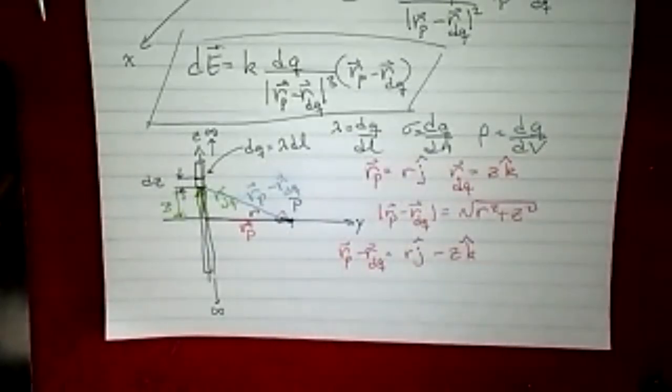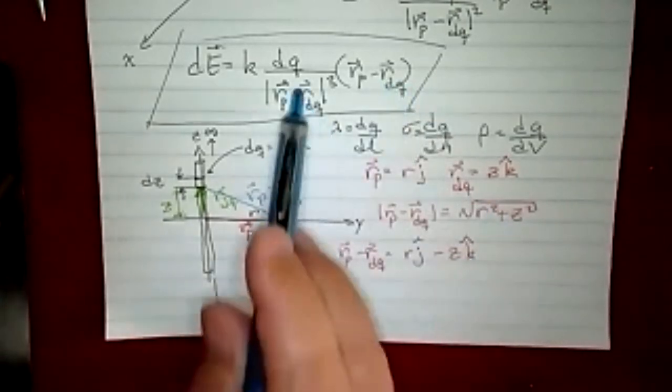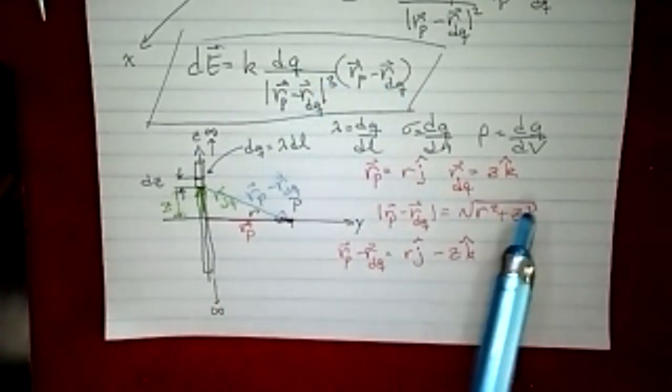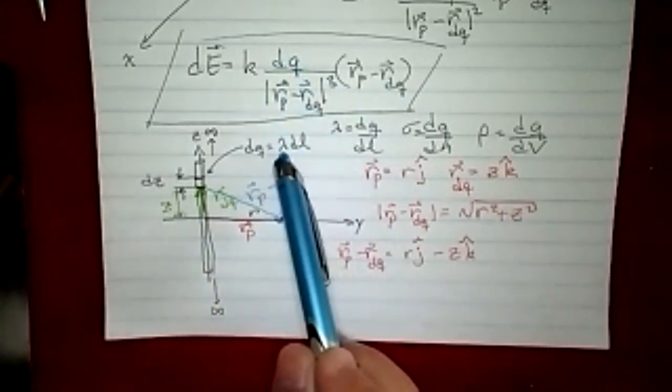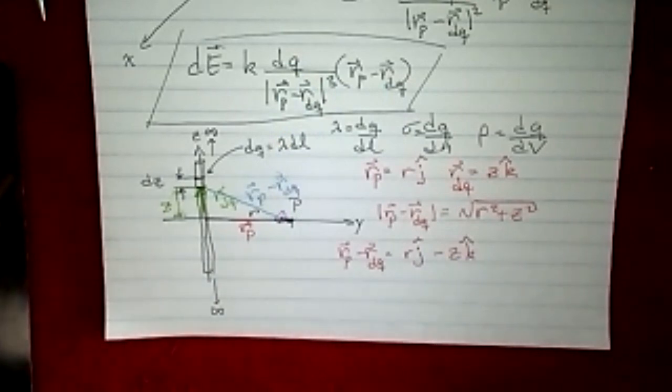So now I've got all the parts. I just plug this into there, and I'd plug this into there. Of course, it's going to be cubed, so it'll be to the 3/2 power. I'd even plug in dq. I'd plug in lambda dl for that, and now I have everything. It's just a matter of integrating it, but we'll do that on another problem. That's it. I hope it helps.